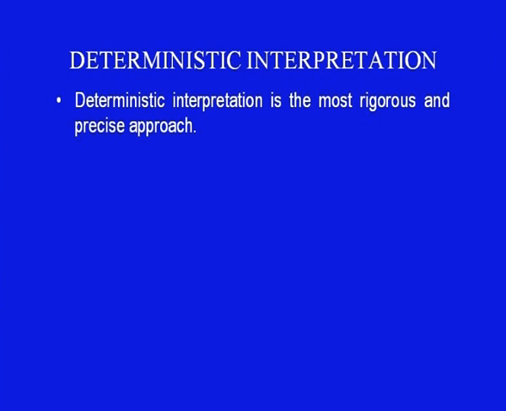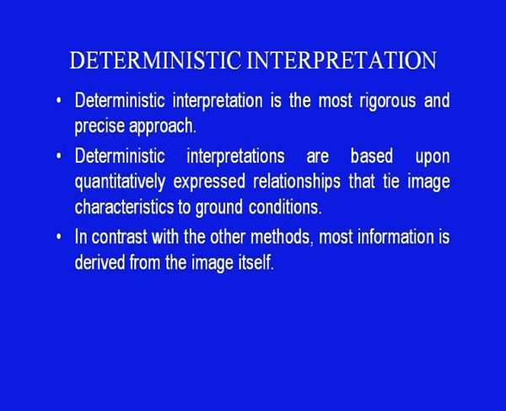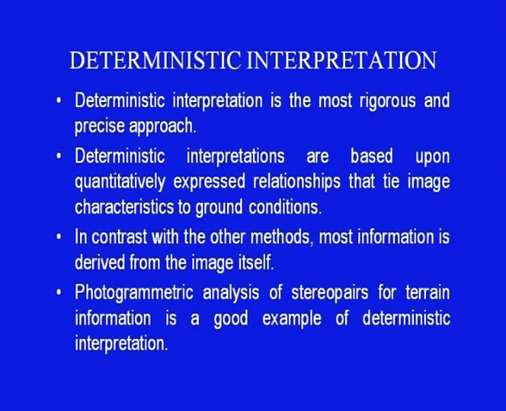Finally, we have deterministic interpretation. Deterministic interpretation is the most rigorous and precise approach. Deterministic interpretations are based upon quantitative expressions of the relationships that tie image characteristics to the ground condition. In contrast to other methods, most information is derived from the image itself. Photogrammetric analysis of a stereo pair for terrain information is a good example of deterministic interpretation.